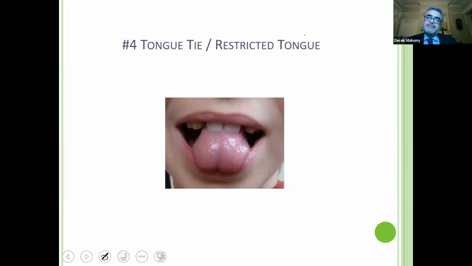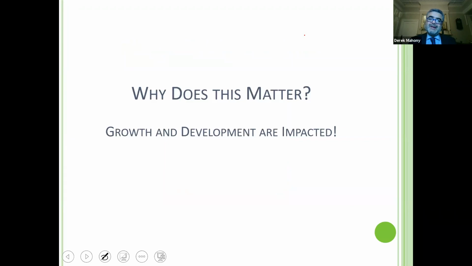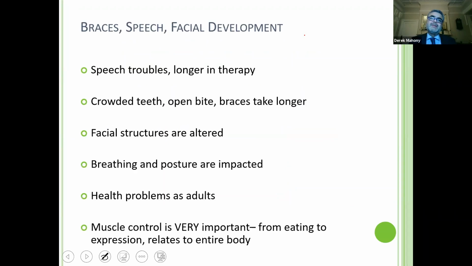And the fourth is the tongue, right? Is it tongue-tied? Is it restricted? And why does that matter? Because as I said, growth and development are impacted by that. So I find as an orthodontist, if I have people who have a poor tongue posture, they're going to be longer in therapy and the end result is not as good, plus the stability is not as good. We want to understand that muscle control is very important, and that's from eating to expression. It kind of relates to the entire body.